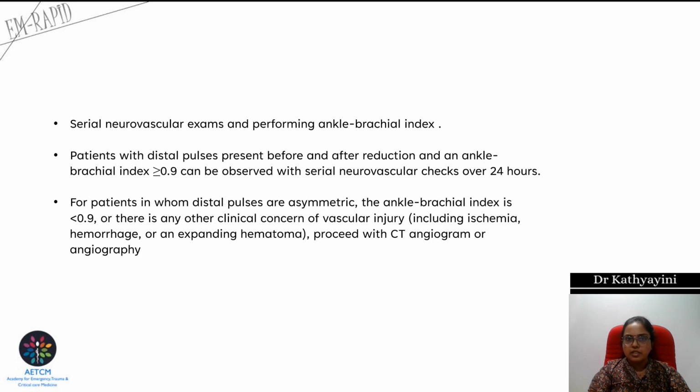Serial neurovascular examination as well as ankle brachial index should be checked in patients with a knee joint dislocation. Patients with distal pulses present before and after reduction and an ankle brachial index of more than 0.9 can be observed with serial neurovascular checks. But if the patient has asymmetrical distal pulses or an ankle brachial index of less than 0.9, or there is any other clinical concern for a vascular injury, including any features of ischemia, hemorrhage, or an expanding hematoma, then we have to get a CT angiogram or angiography to look for any vascular involvement.